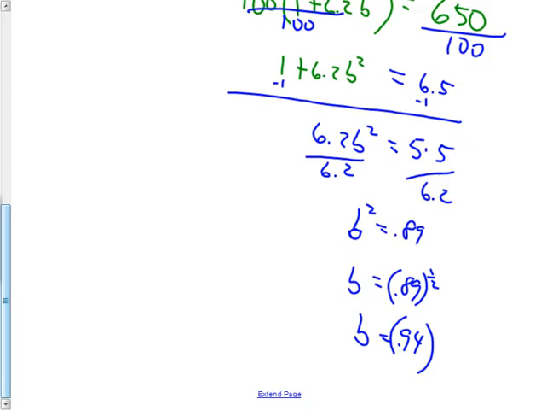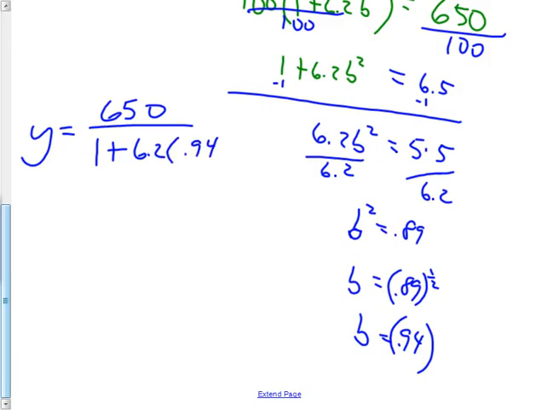Okay, so I now know A and B, so I can write it all out. Here is the final answer: 650 over 1 plus, and we knew that all at the beginning. And then we figured out A, which is 6.2. Then we figured out B, which is 0.94. That's to the x.